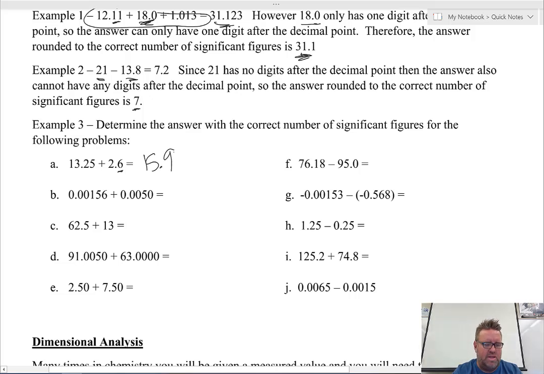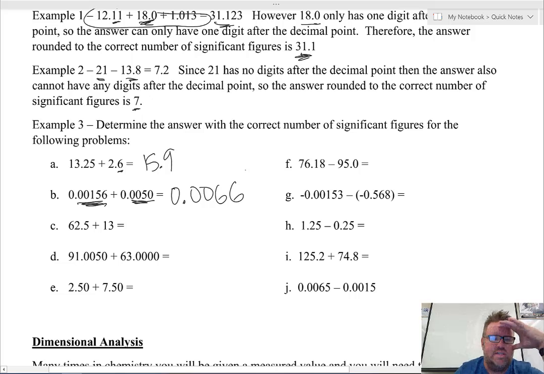Okay, on letter B, 0.00156 plus 0.0050 equals, calculator-wise, 0.00656. This has 5 after the decimal point. Again, it doesn't matter if they're significant or not. This has 4 after the decimal point, so my answer can only have 4. So therefore, my final answer is 0.006, and then the next number is the 5. That's my last digit, but the number after that is greater than or equal to 5, so I've got to round that up to 0.0066.